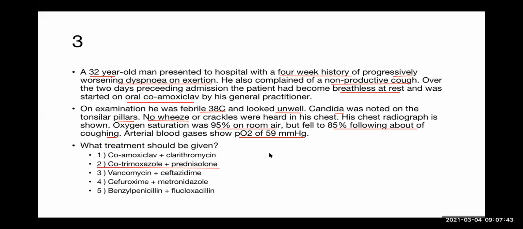This is the way questions are asked these days. Some questions are very straightforward. Probably I could have asked what may be the diagnosis here, by giving different options. But this is an indirect type of question. First, you need to reach the diagnosis, and then only you can solve the treatment option.